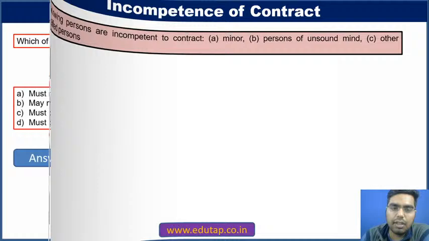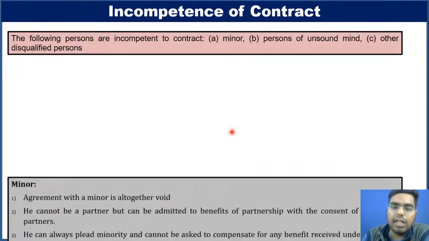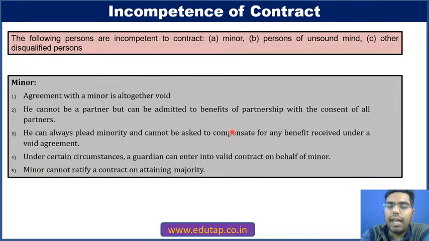Next is incompetence to contract. I've told you the three persons who are incompetent. First is the minor, second is persons of unsound mind, and third is other disqualified persons. First of all, we shall be studying about minors. If you are doing an agreement with a minor, that is void. That is void ab initio, which means void from the very beginning.